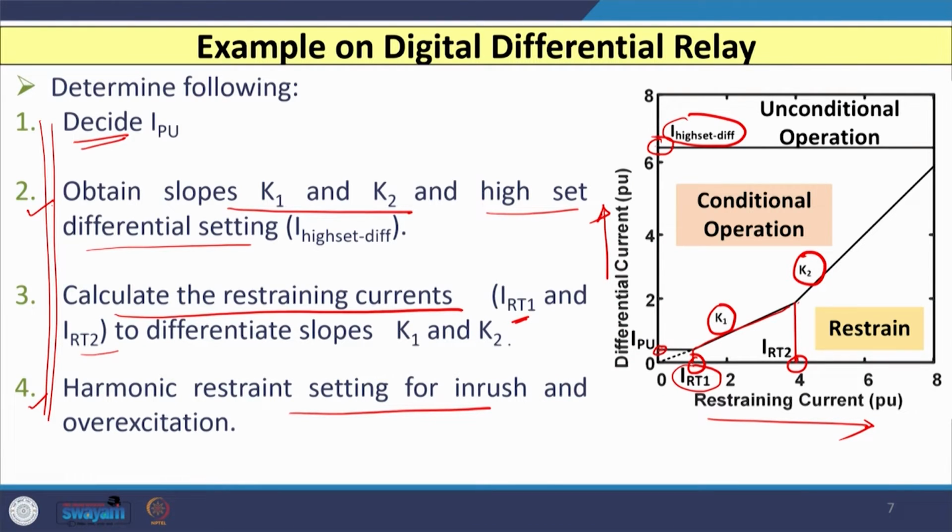So, we need to calculate these 4 things. We have to first assume these 4 values, 4 settings, that is 1, 2, 3, 4, and then we will cross check with given conditions whether this relay will operate or not in normal or any external or any other abnormal conditions. If the relay should not operate, then we can say that the settings we have done in the digital relay are correct.